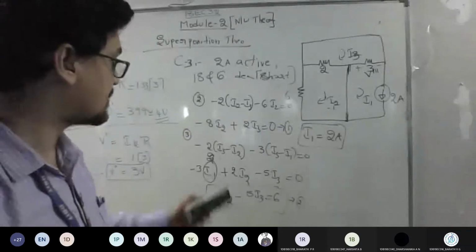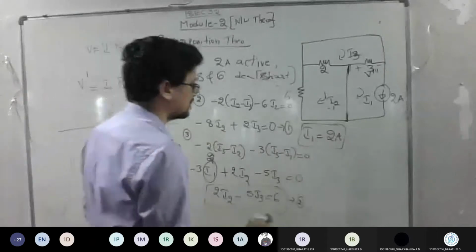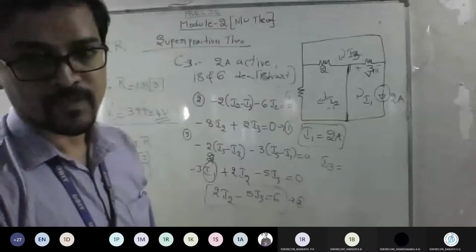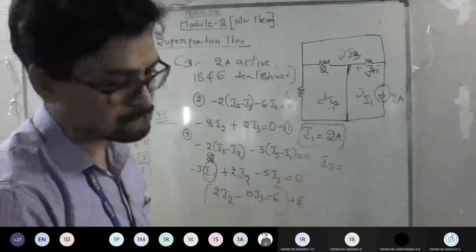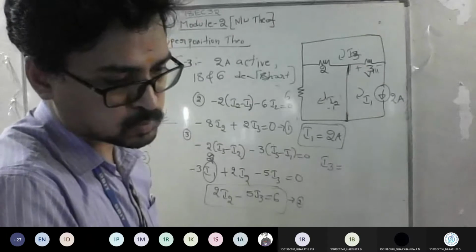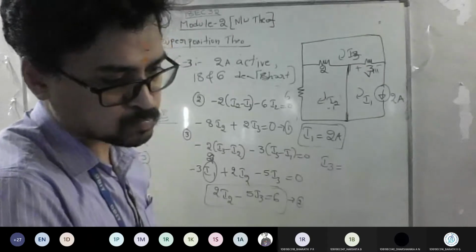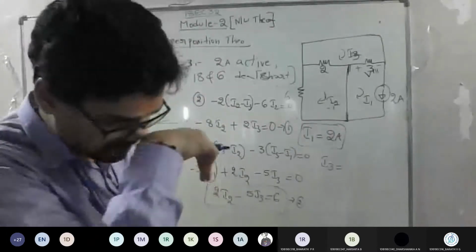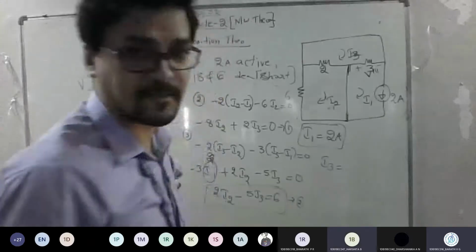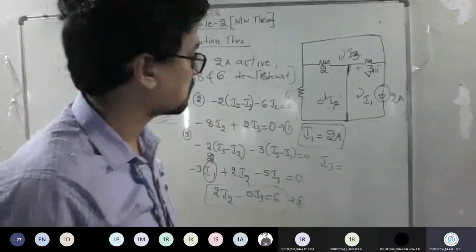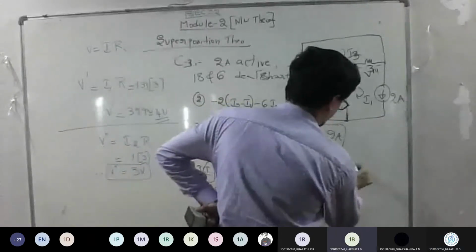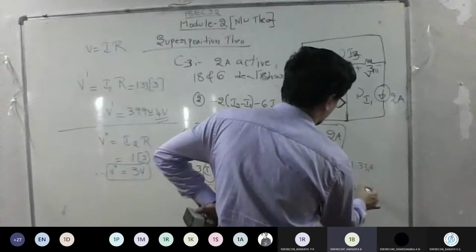Yes, sir. What is the answer? Check out. Tell me what is the I2, I3 answer. I want I3 now. Solve these two and tell me what is the answer. 0.33, sir. 0.33 is your I3 answer? I2 is 1.33. I3 is minus 1.33, sir. Minus 1.33. Okay, fine, good.